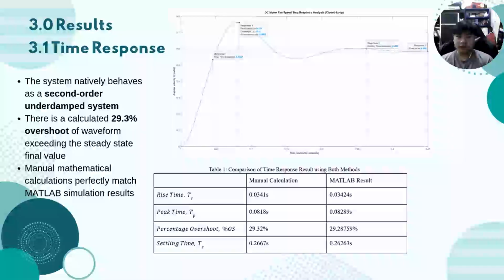Furthermore, because it's a Type 0 system, it suffers from a huge steady-state tracking error of 0.412 rad/s. This means that if you command the motor to run at 1 rad/s, it can only manage to reach 0.588 rad/s. So our baseline test proves that the uncontrolled motor is highly oscillatory and inaccurate. So this sets up our primary objective, where we need to design a controller that can reduce this overshoot and bring our tracking error down to 0.